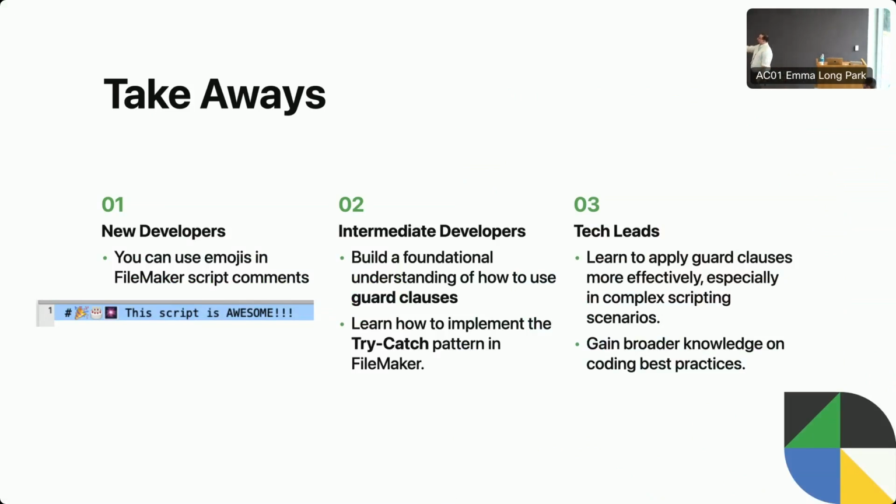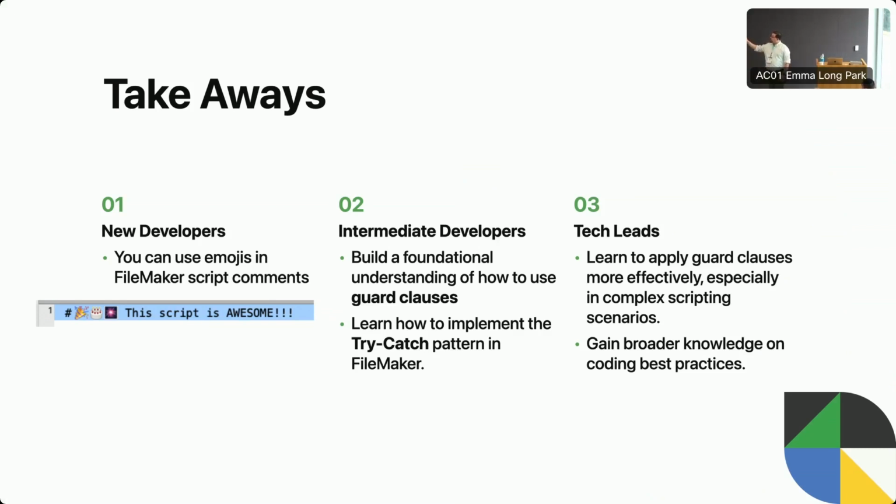For intermediate developers, I want to make sure that you get a foundational understanding of what a guard clause is, how to recognize it, how to spot when you might want to convert something to use guard clauses instead, especially if you're retrofitting older code, or even if you're writing something from scratch. We'll also cover what the try-catch pattern looks like. This is a very common pattern in other programming languages. We have options for implementing it in FileMaker now, but it's not something that I think is really well distributed throughout the community, and hopefully this will start to change that today.